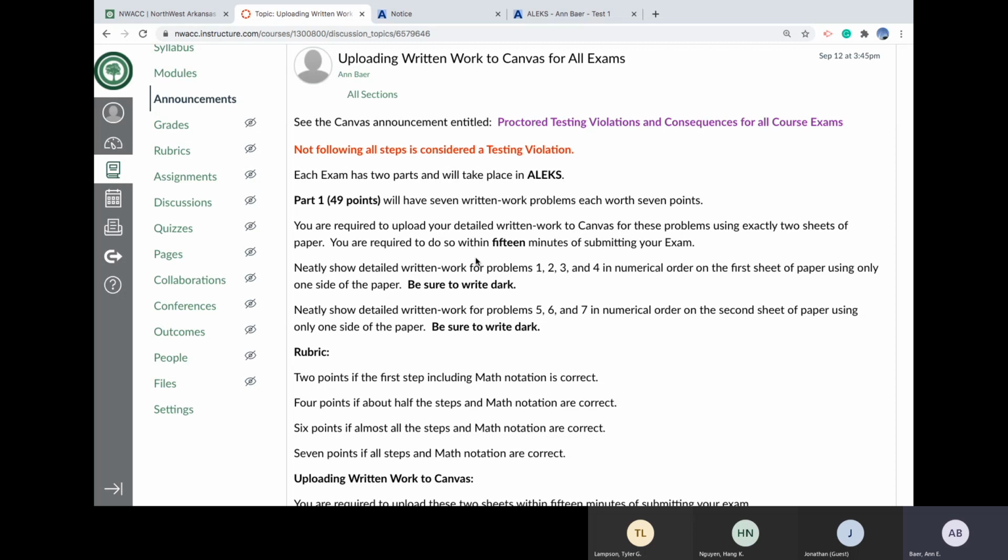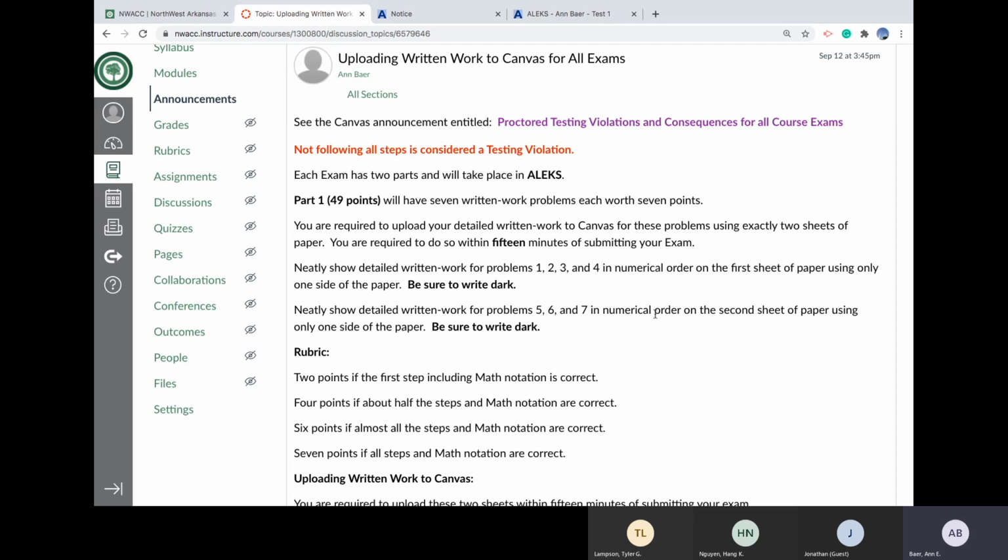And then, that's the first sheet of paper. Show detailed written work for problems 1, 2, 3, and 4, and they must all be on that sheet of paper. We've done this a lot in the math department where we require 4 problems per page, and we usually really don't have much issue with it over the years. Neatly show detailed written work for problems 5, 6, and 7 in numerical order on the second sheet of paper using only one side of the paper.